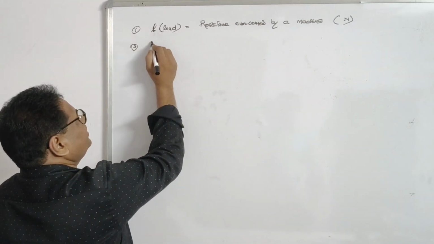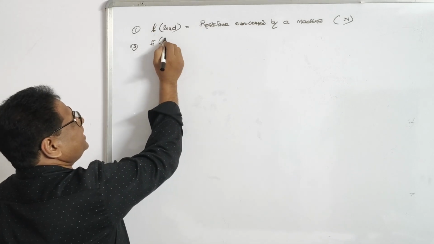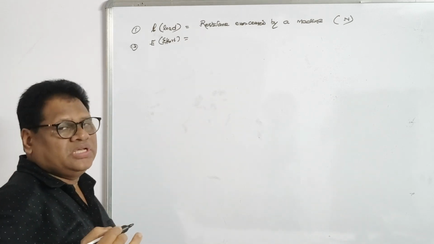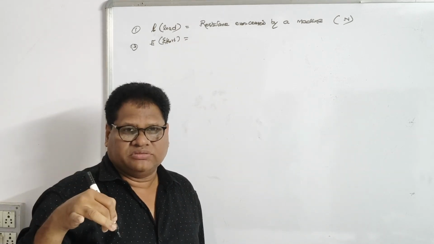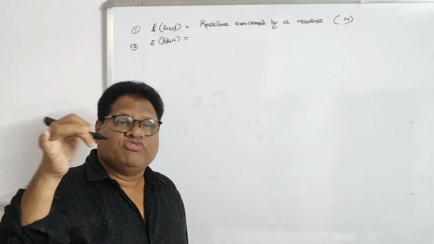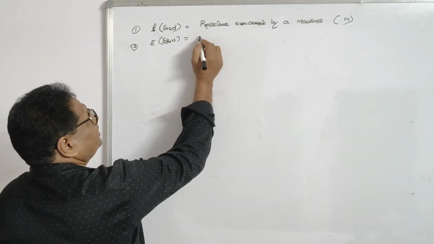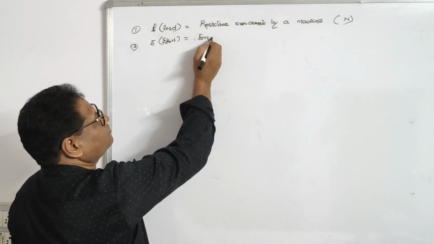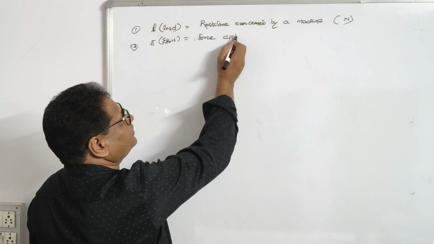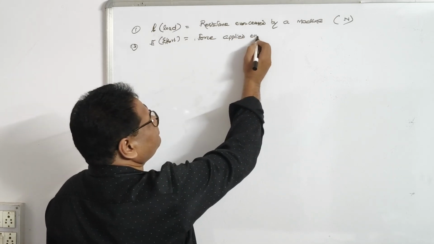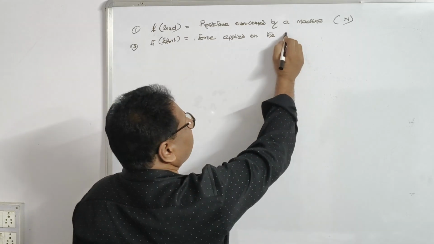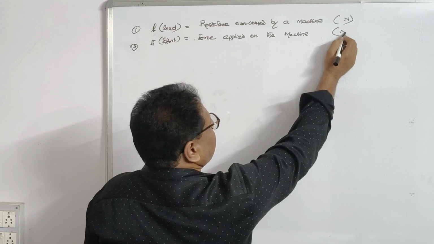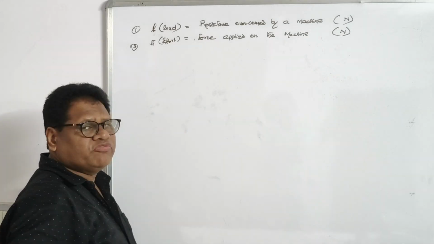Then second we have E. E stands for effort. A machine cannot work on its own, it needs some effort. So effort is the force applied on the machine. This is also a type of force, so we will write Newton for the unit.